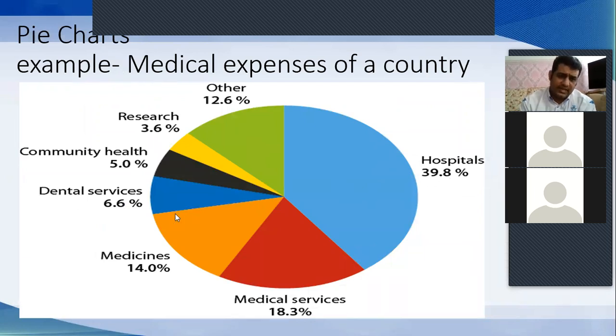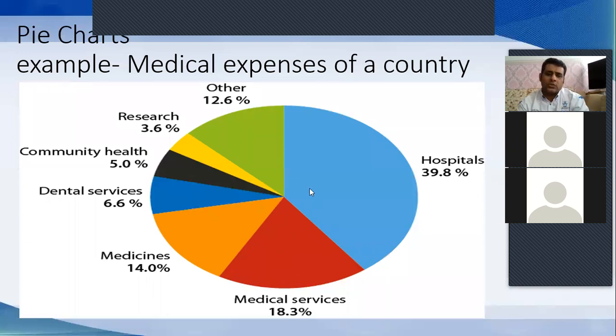If we consider the dental services, it is 6.6. The least one is research, which is 3.3. Then medicine consumption is 14% of the overall medical expense. Then medical services expenditure is 18.3%.